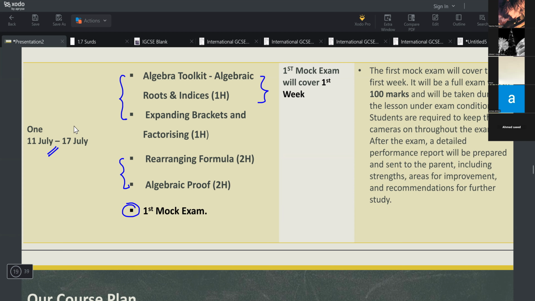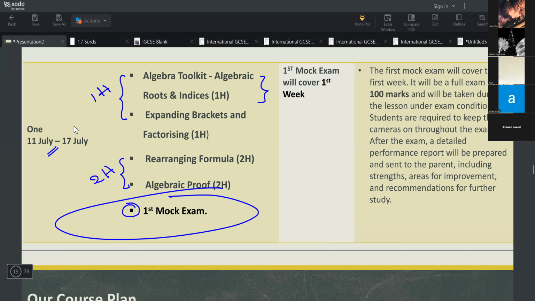The first lesson we will take is algebra toolkits, or basics of algebra: collecting like terms, what the meaning of a term is, the difference between an expression and an inequality, expressions and equations, and so on. Algebraic roots and indices, this is the first class. Second class, expanding brackets and factorizing. This is for unit 1 each, and 2 lessons for unit 2 each. And at the end of each week, we have mock exams covering all lessons during the week.